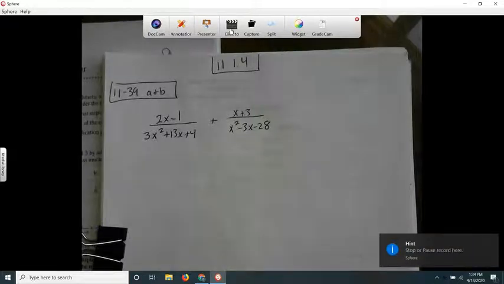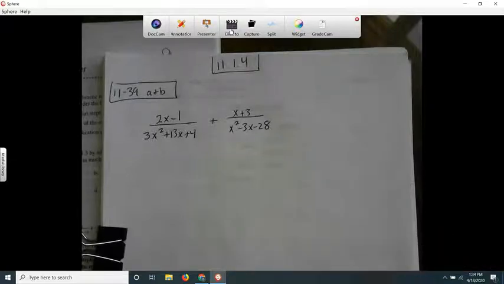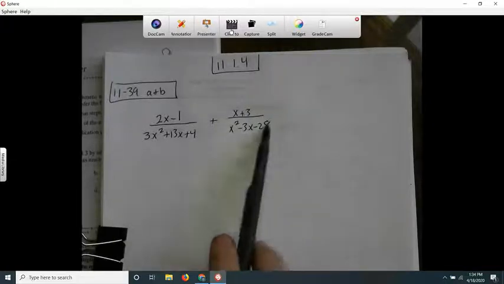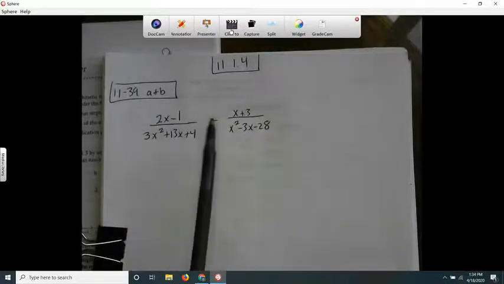This is Integrated 3, your lecture for 11.1.4. So you've learned how to add, subtract, multiply, and divide these rational expressions.